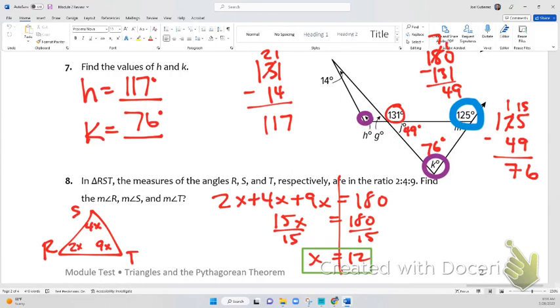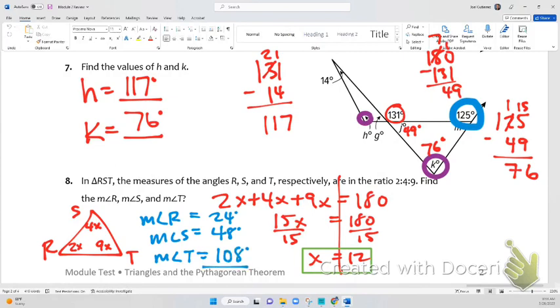Let me change my color here. The measurement for angle R, the measurement for angle S, the measurement for angle T. We have to find each one of these angle measurements. So for R, it's 2 times x. We said x is 12, so 2 times 12 makes 24 degrees. For S, it's 4x, so 4 times 12 makes 48 degrees. And then for angle T, it's 9x, so 9 times 12 gives me 108.